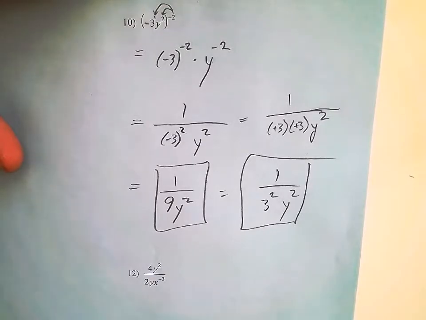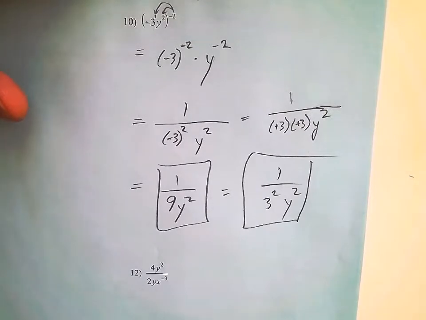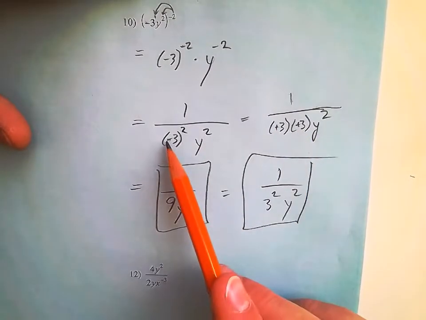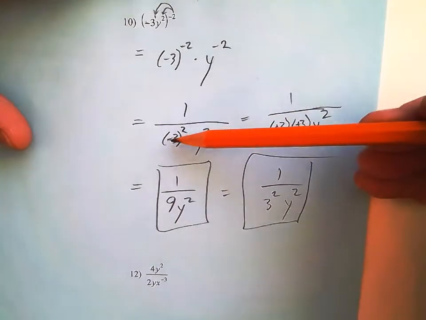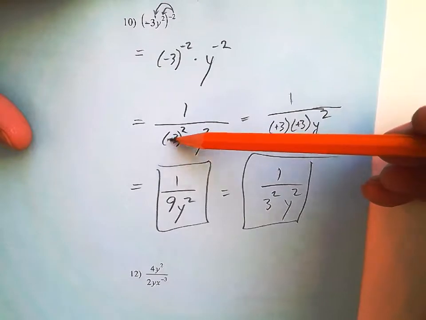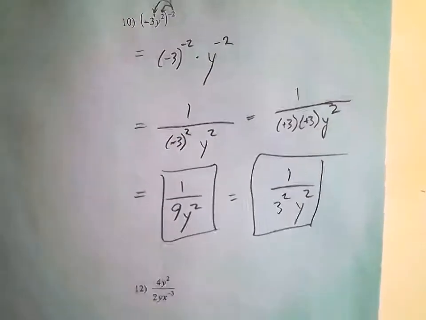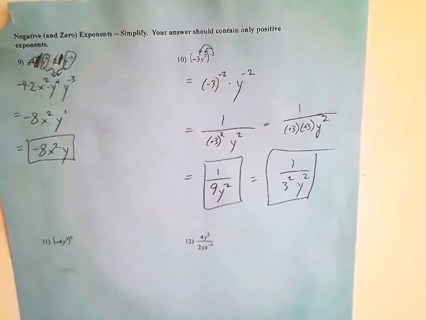So hopefully you didn't put a negative in the answer. But remember, this negative only goes away because it's squared. If it wasn't squared, you just leave it there. It's not in the exponent. Negatives in the exponent is what you really got to care about.